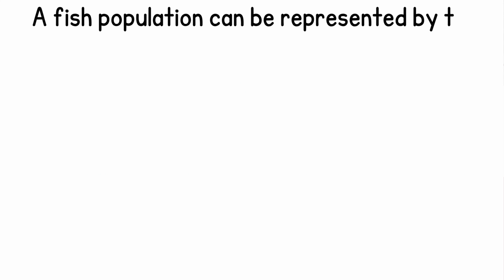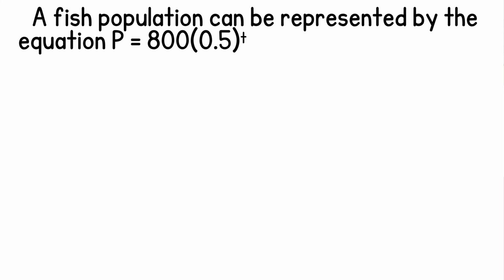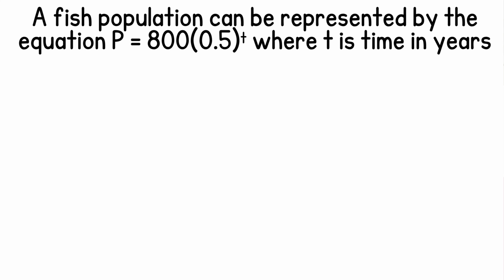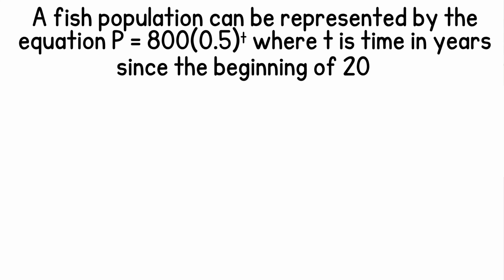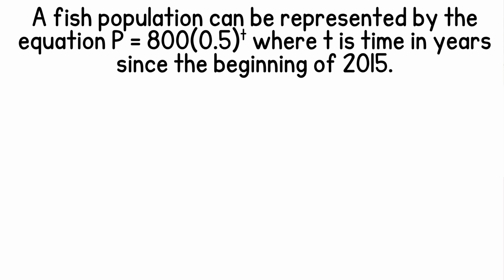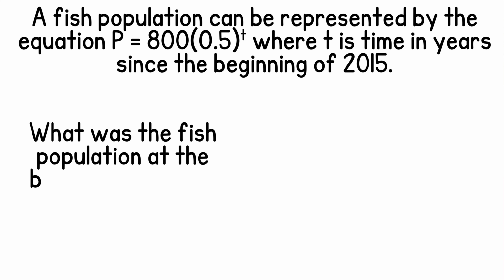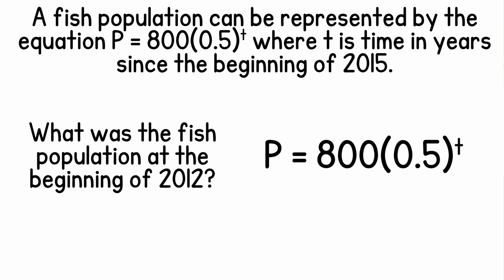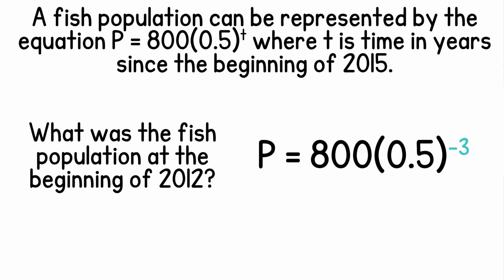Now we have a fish population that can be represented by the equation p equals 800 times 0.5 to the t power, where t is the time in years since the beginning of 2015. We want to know what was the fish population at the beginning of 2012. So we'll take the function they gave us, and since we want to know the population in 2012, which was 3 years ago, we'll replace t with -3.